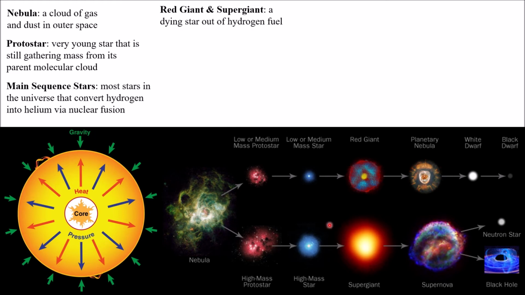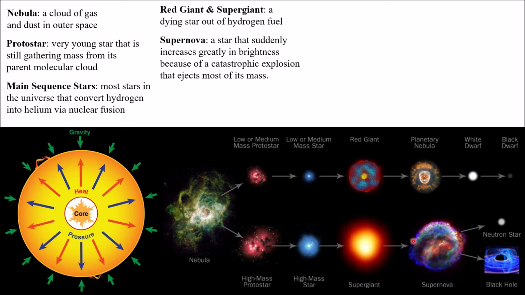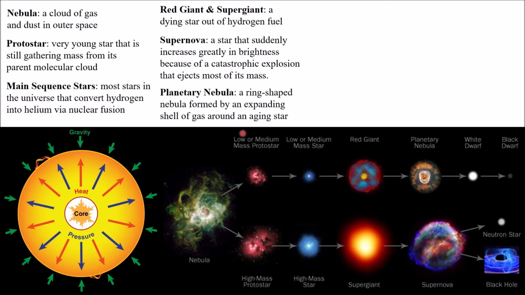And so we also have these red giants or supergiants. There's kind of two pathways. One's a low or medium mass, and one's a high mass. And so these are basically dying stars, and they're running out of hydrogen fuel. And so that heat and pressure is dying down as they run out of fuel. We have a supernova that could potentially occur, which is a sudden increase in brightness and this catastrophic explosion that ejects most of its mass. We have a planetary nebula that could also happen.